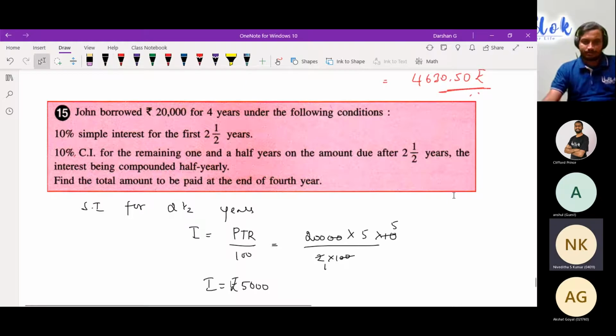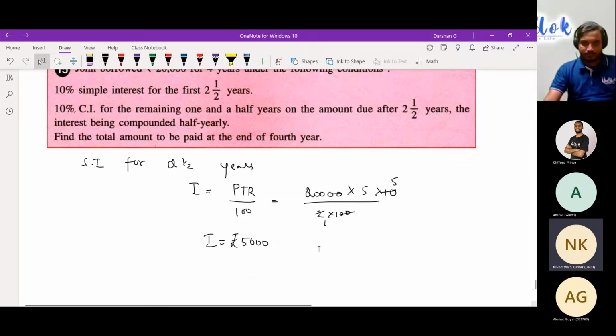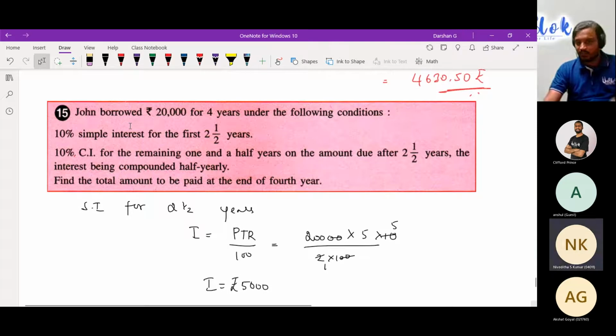So on the first part, it's not being half yearly, right? It's not half yearly actually. But you multiplied 2 into 200. Uh, 2 to 20? No, yeah.